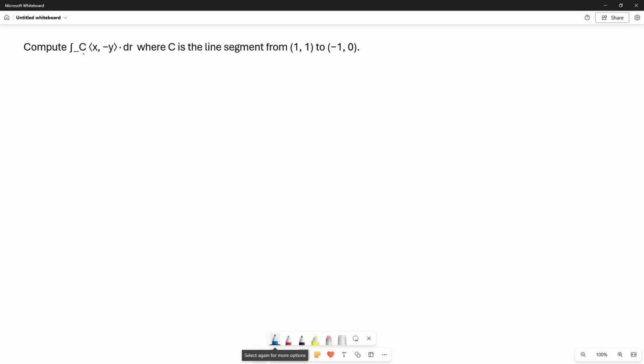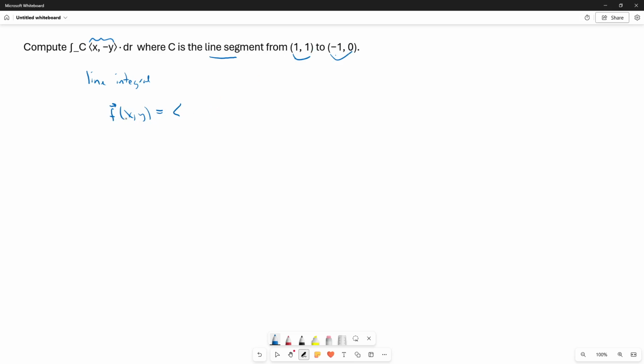Compute the integral along the curve C of the vector ⟨x, -y⟩ dot dr, where the curve C is a line segment between 2 points. So this is what's called a line integral. As the integrand, we have a vector valued function of the variables x and y, which is a vector with 2 components. We're in R2 here, with a line segment between 2 points in R2.